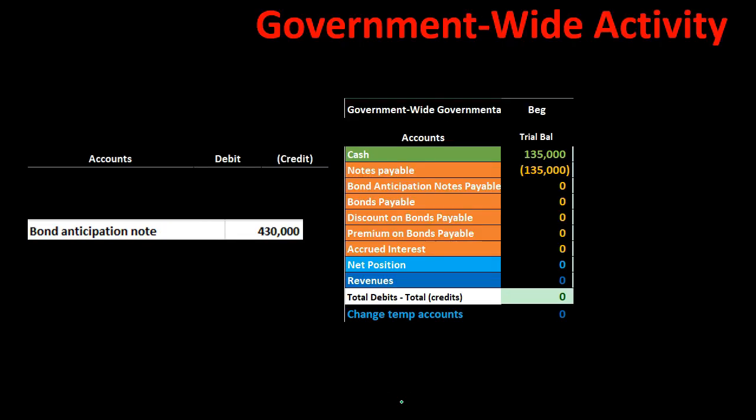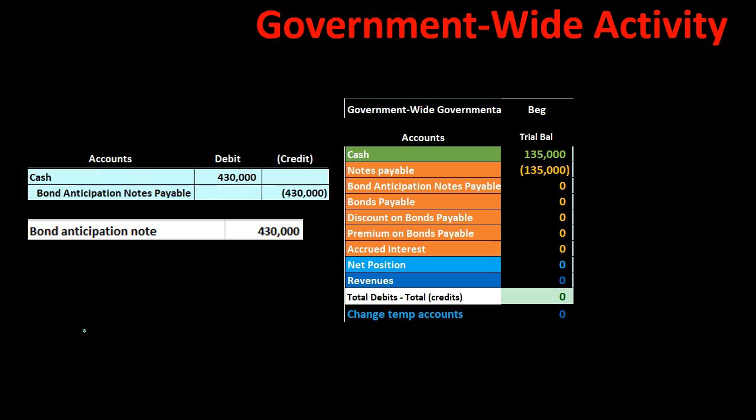Next item, back to the government-wide activity. We're going to say that we have a bond anticipation note of $430,000. This, once again, is a form of note payable. So on the government-wide type of activity, it's going to look much the same. We're going to say, well, this is another form of financing. We're going to say cash is going to go up, the bond anticipation note then being the credit.